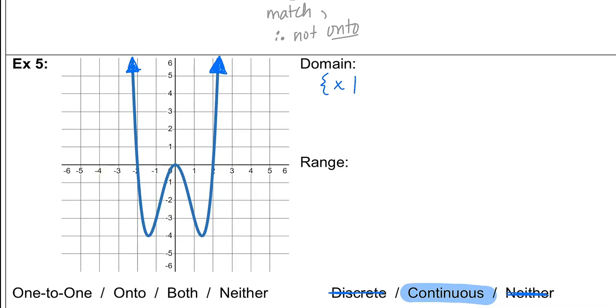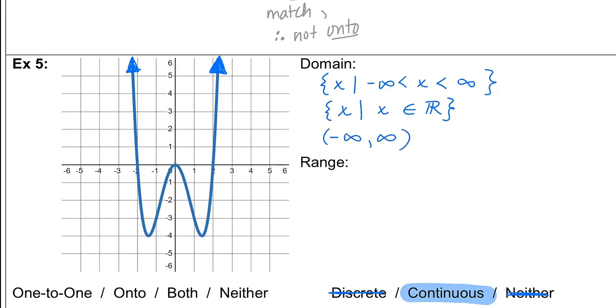So it's the values of x such that we go from negative infinity to positive infinity. So we could write it like this, where x is greater than negative infinity but less than infinity. We might say x such that x is an element of the set of real numbers. Okay, and then in interval notation, we say negative infinity to positive infinity.